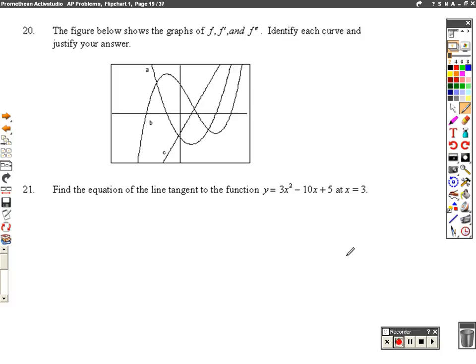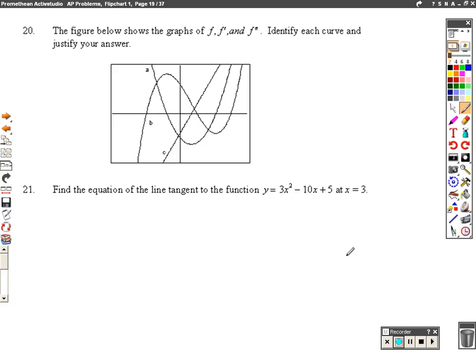All right, number 20. The figure below shows the graphs of the function, the first derivative, and the second derivative, and we have to identify each curve. Okay, so what I'm looking for here is, you can kind of look at the picture and tell which one's linear, which one's quadratic, which one's cubic. So that should kind of tell you the answer right away.